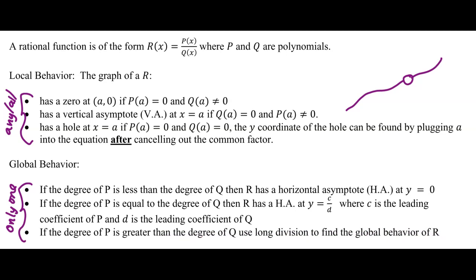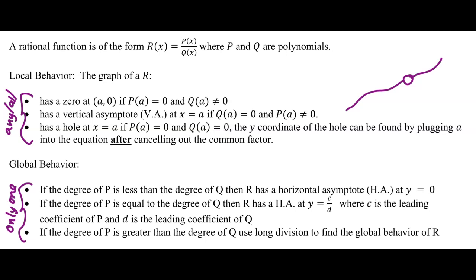So just like with polynomials, you could have multiple x-intercepts with different multiplicities, but you only had one function determining the global behavior. So this should boil down to basically like a checklist. For the local behavior, you're going to ask, are there any zeros? And that would happen if the numerator equals 0, but the denominator doesn't. Are there any vertical asymptotes? And that would happen if the denominator equals 0 and the numerator doesn't. Or is there a hole in the graph, which happens when the denominator and the numerator are both equal to 0?